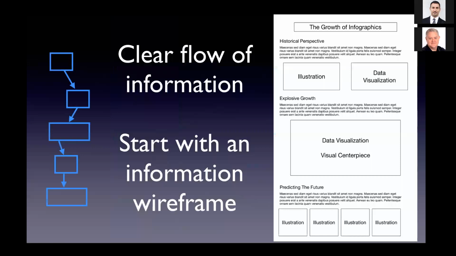We start with knowing that key message. We want to map out a clear flow of information within an infographic. So we will always start with an information wireframe. We will block out what information we're going to share so that we make sure that we're communicating the main message, and any other data or visuals or graphics that we include in an infographic is going to be supporting that main message. And we do that before we start creating any of the design aspects or design elements themselves.